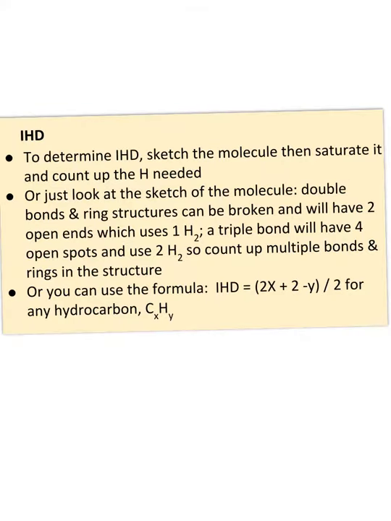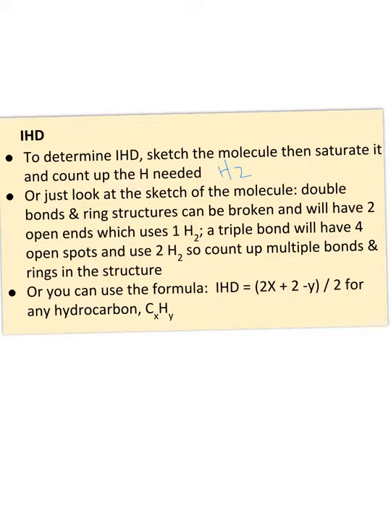So to determine the IHD, there are a couple of techniques you can use. I tend to sketch the molecule and then either go ahead and saturate it and count up the hydrogens I put in, and then you divide by 2 because it's really hydrogen molecules. So either think of it as the hydrogen you needed or the H2 you needed. Or just look at the sketch, and any double bond can break apart and take a hydrogen molecule, one on each side of the broken bond, or a ring structure can be broken open and will have 2 open ends, which will use 1 hydrogen molecule.